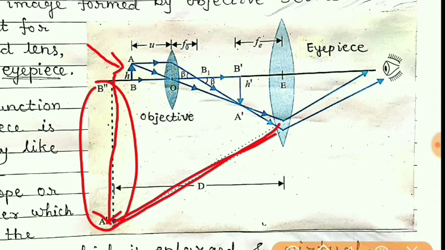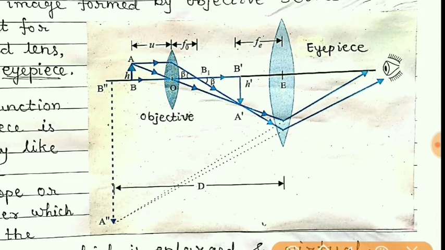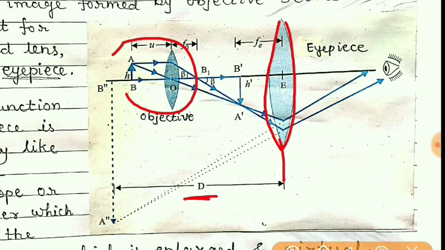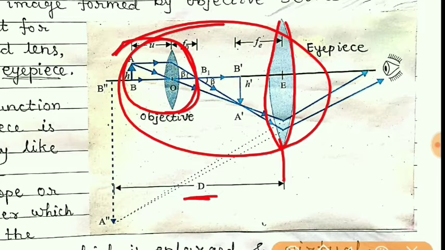So in this way, with the help of two lenses, we can get a virtual and inverted image, and this image is formed at a near point. So this lens, this eyepiece, behaves as a simple microscope, but as this lens is also used, it is overall a compound microscope.